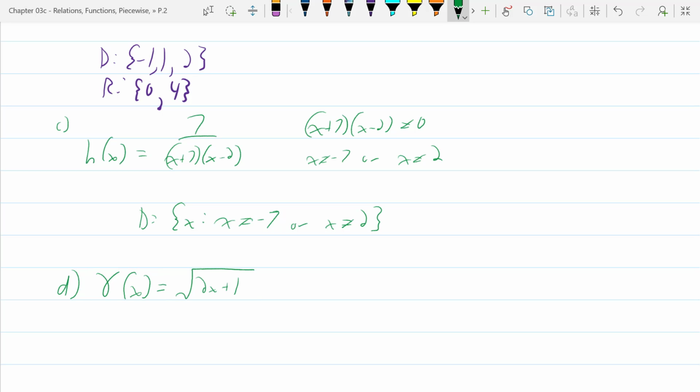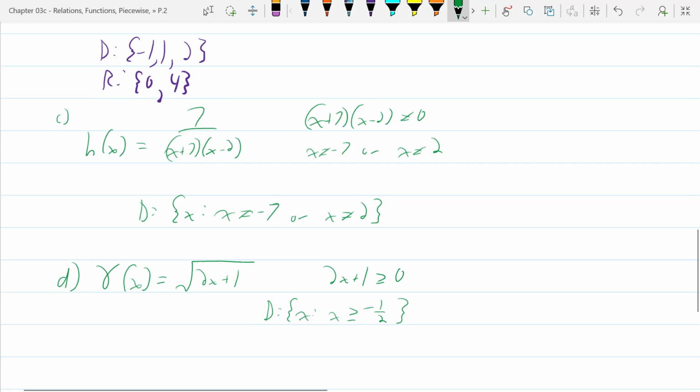Now, we just kind of saw this up above. I know that 2x plus 1 has to be greater than or equal to 0, which means that x has to be greater than or equal to -1/2. So that would be my domain, all x such that x is greater than or equal to -1/2.